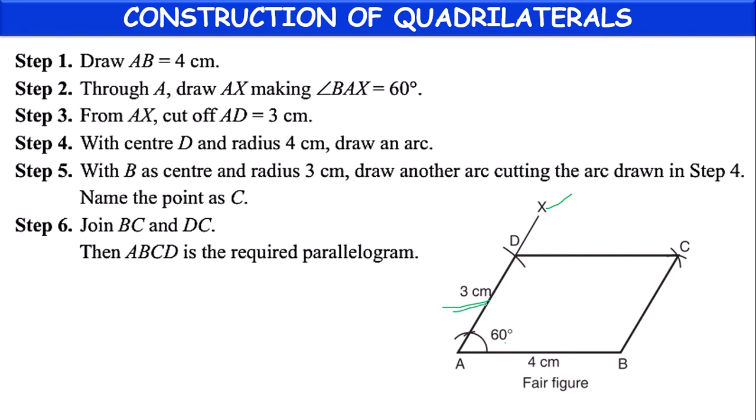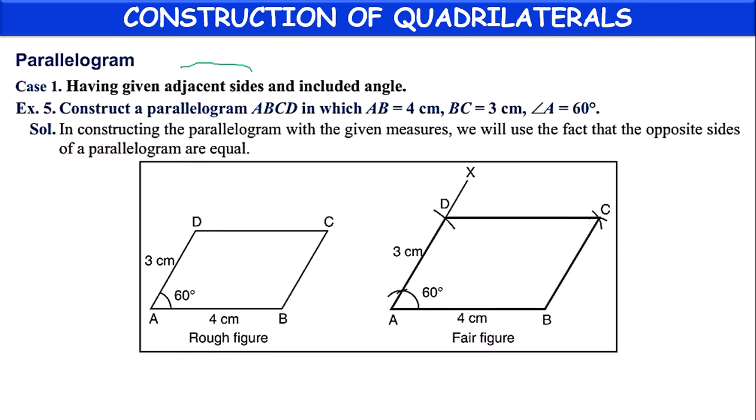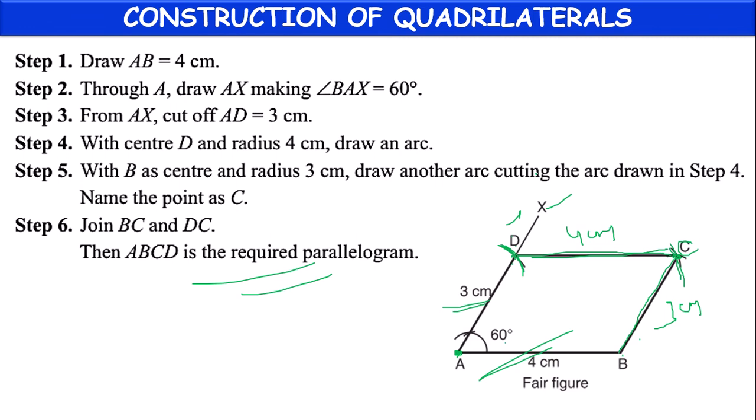Now, with 3 cm radius from point A, cut this AX line. Note that point as D. Now we have got AD and already we have AB. Because BC is equal to AD, with 3 cm radius from B, draw an arc, and CD equal to AB with 4 cm, cut this arc. Both of them intersect at one point, let it be C. Join BC, join DC, and you will get the parallelogram. This is the first method, children. When two adjacent sides and one included angle are given, by this method we can construct the parallelogram.